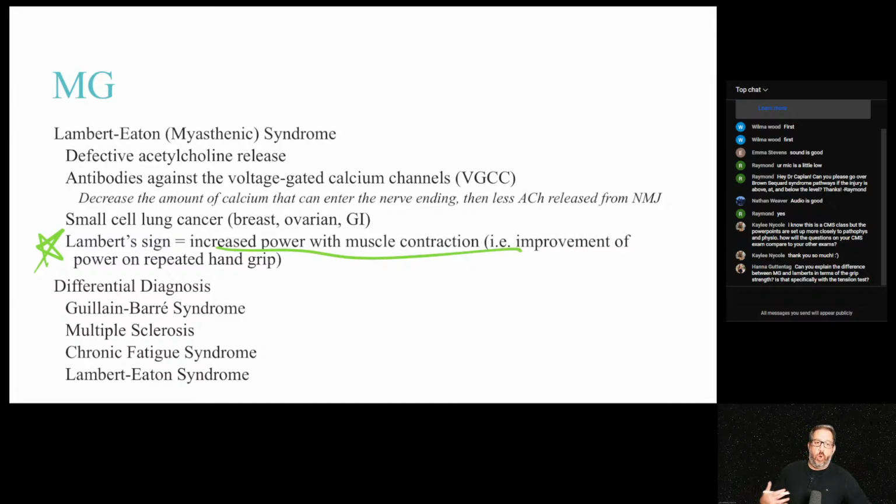So what we're doing is overloading acetylcholine so that it can have a greater effect at the postsynaptic membrane, because a lot of those receptors have been obliterated due to myasthenia gravis, so they're not working. So that's what Lambert's sign is, that the strength gets better on repeated squeezes on the hand grip strength.